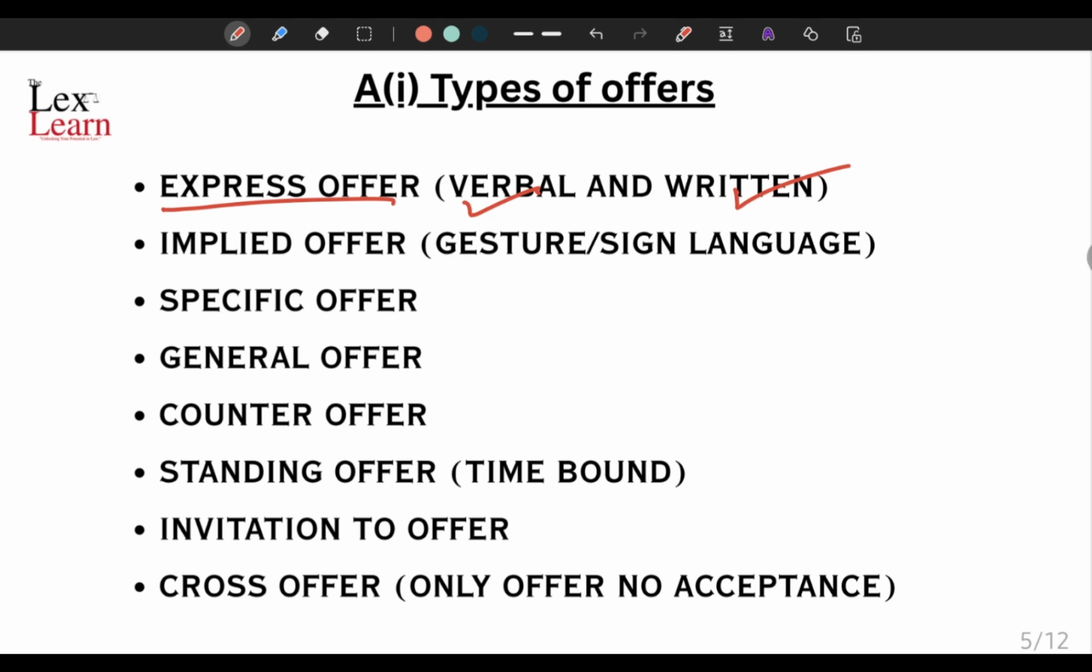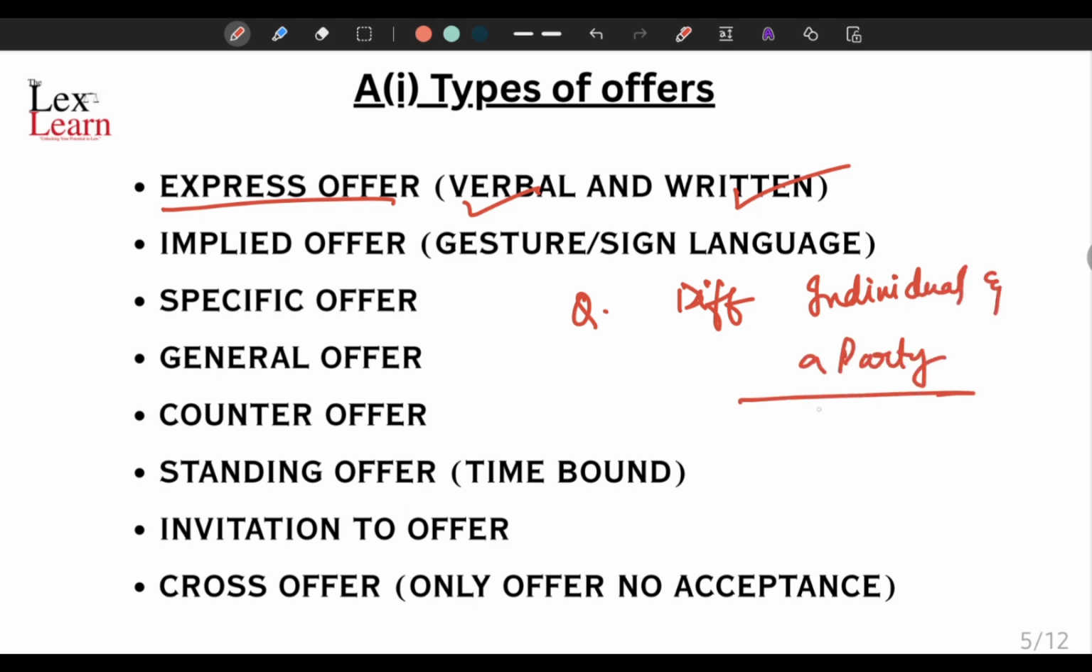I'd like to ask you a very simple question, and I'll answer it at the end of the video. The question for you today is: what is the difference between an individual and a party? Many people say this contract is given to this party, or this contract was given to Aman, an individual. Give me the difference between an individual and a party, and we'll discuss the answer in the last video.